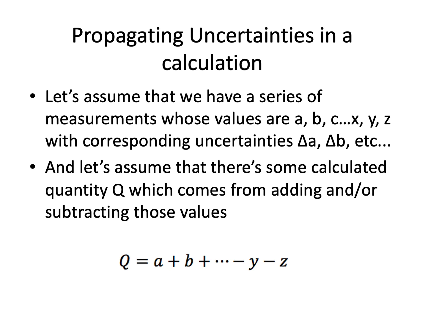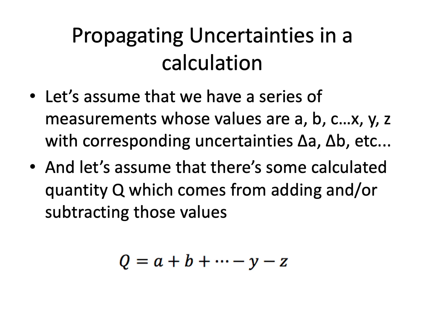So let's assume that we have a series of measurements whose values are A. A is the result of the first measurement, B is the result of the second measurement. We can have A, B, C, all the way through X, Y, Z. And then each of those variables has a corresponding uncertainty, delta A, delta B, etc. So my measurement for the first item would be A plus or minus delta A. My second one would be B plus or minus delta B, and so on.